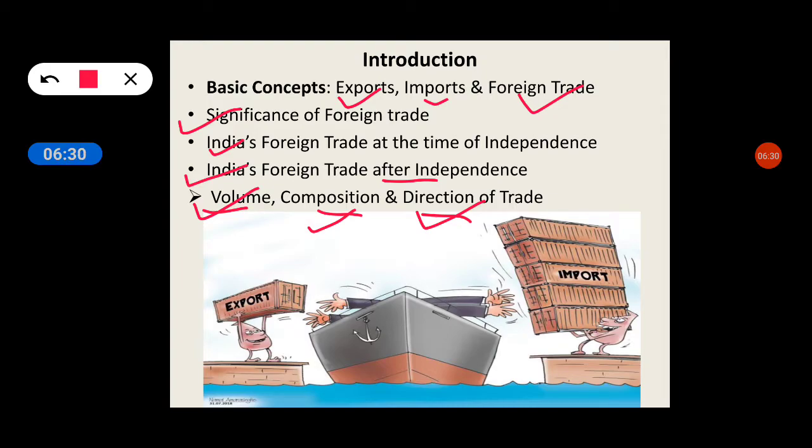So, earlier we used to trade only with England, but now you see we're dealing with a lot of other countries. We're dealing with the US, China, Australia, New Zealand, the European Union, etc. So this is how we see how our foreign trade has changed domestically from the time of independence to the time after independence.